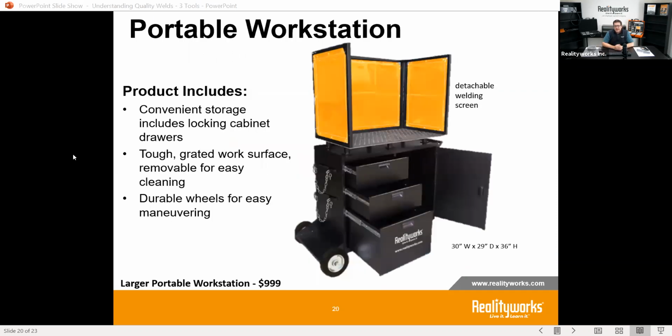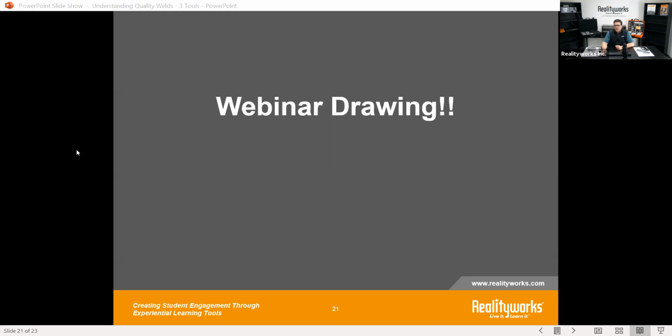Another product we have that could help is our portable workstations. These are, again, just that. It is a portable workstation with a detachable welding shield screen, allowing you to do demonstrations and to help your students, giving them more space if you don't have enough welding booths, giving you that opportunity to work in that space. So our large portable workstations are another convenience for you as you work and help in that world.